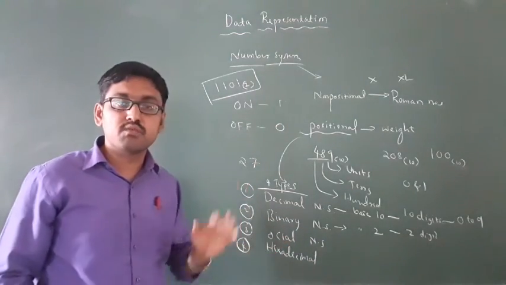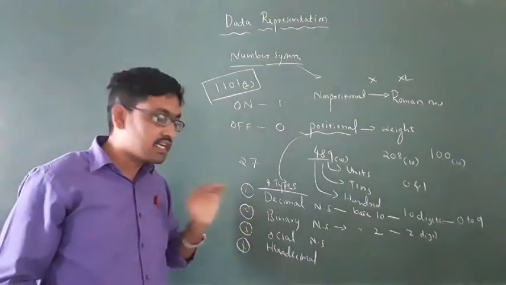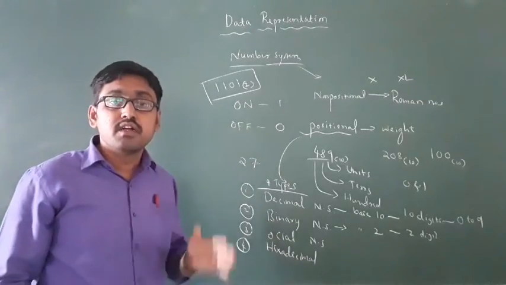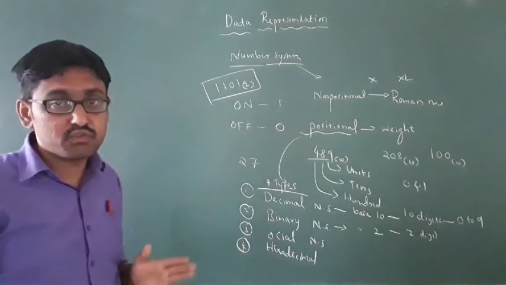Then the octal number system has base 8. Then the hexadecimal number system has base 16. Last class we discussed this.